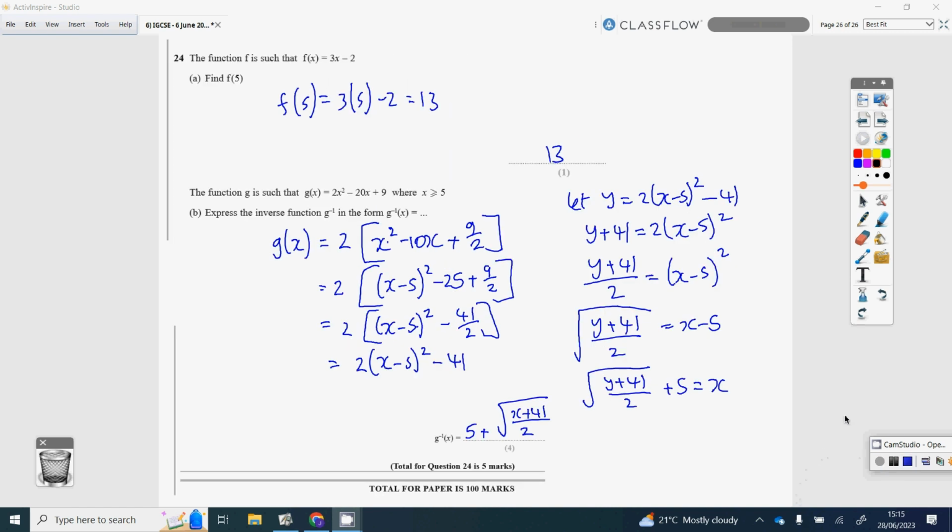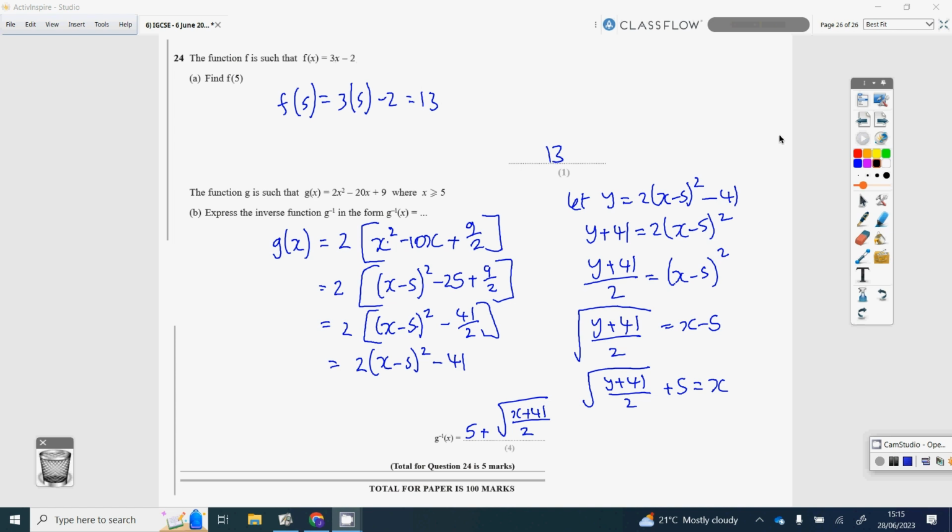Question 24. Now this one was a bit bizarre because part A was almost one of the easiest questions on the paper. And I think if you weren't confident, you might think that you've missed something because could it be that easy? But it was. F of 5, you just literally substitute 5 into the function. So 3 lots of 5 take away 2 is 13. So that's 1 mark on the last question on the paper already.